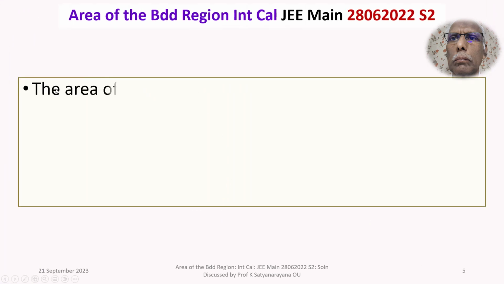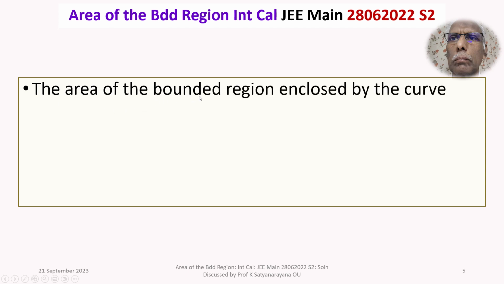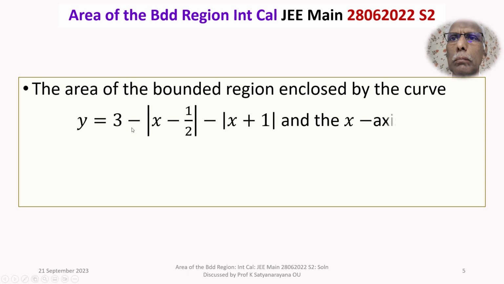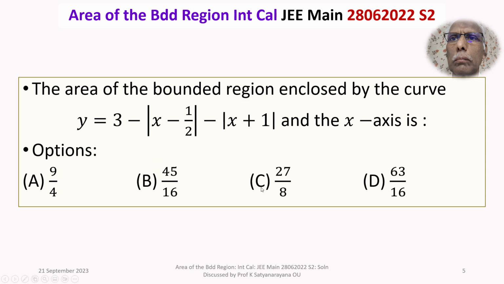The given question is: the area of the bounded region enclosed by the curve y equals 3 minus mod of x minus 1 by 2 minus mod of x plus 1, and the x-axis is, and we are given four options, A, B, C, D. So we are given a curve. This is the curve, and we have to find the area of the bounded region enclosed by this curve and the x-axis.